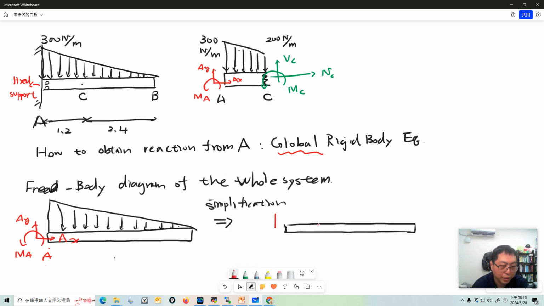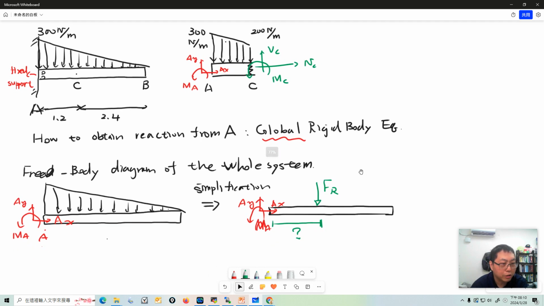Same thing here, I'll write it again: AY, AX, and MA. And then the resultant force here. And where is the position of the resultant force? You have to use what you learned in the simplification of distributed loading.